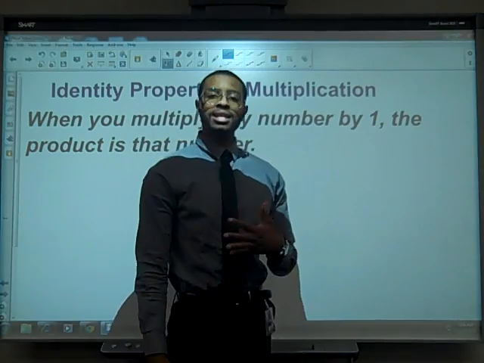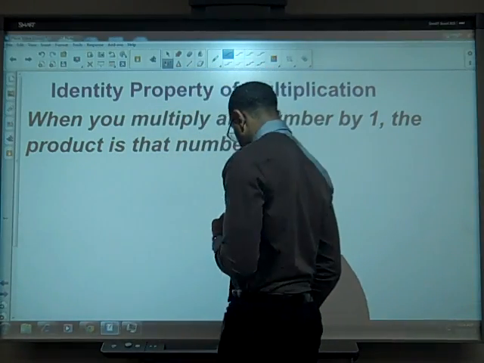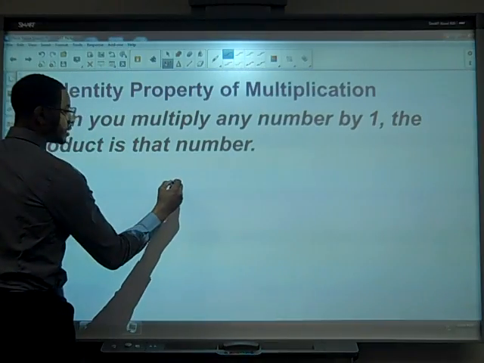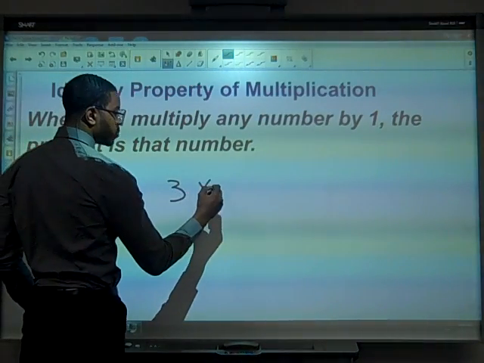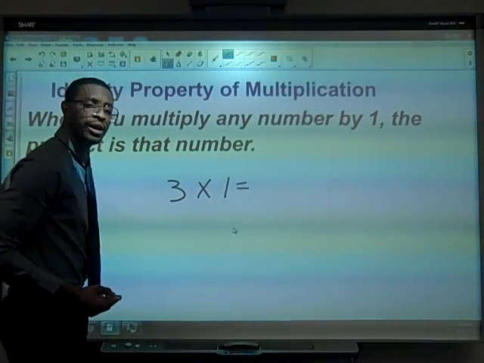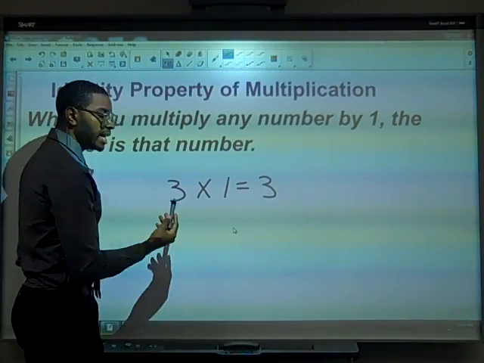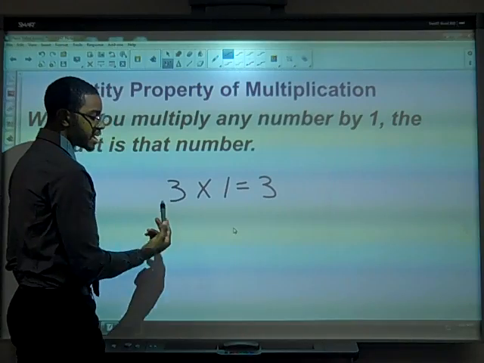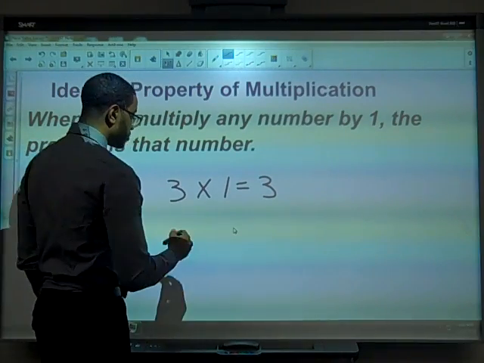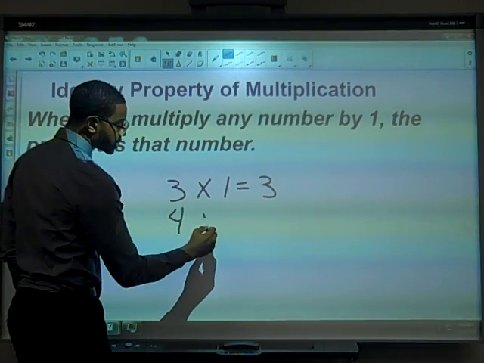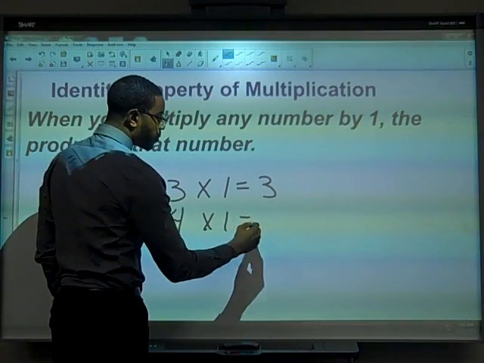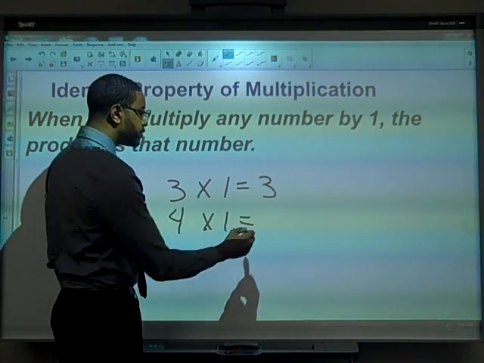What that means is, let's take, for example, 3 times 1. Well, 3 times 1 equals 3, because any number times 1 is that same number. For a second example, 4 times 1, the product will be 4.